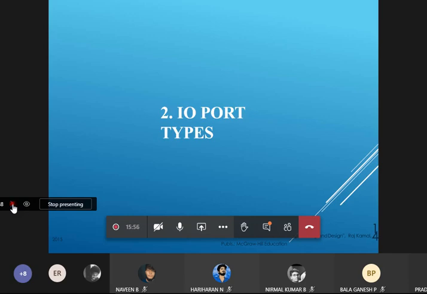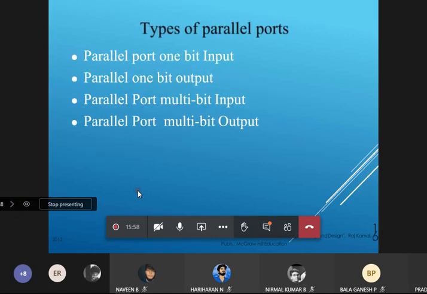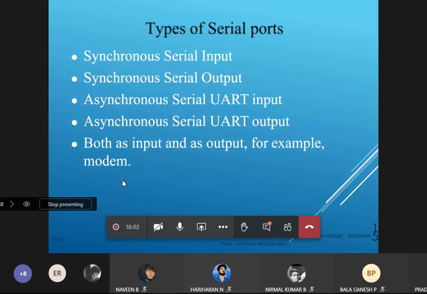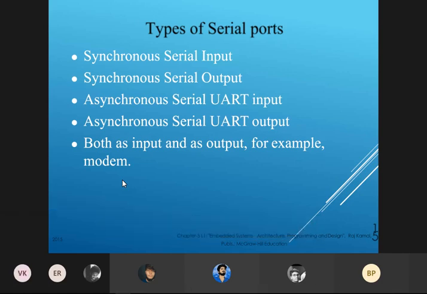Here we are going to see the types of port. Previously we discussed the types of communication, and similarly, the ports also have a classification. The first is synchronous serial input, the second is synchronous serial output, then asynchronous serial UART input, and asynchronous serial UART output. UART stands for universal asynchronous receiver transceiver.